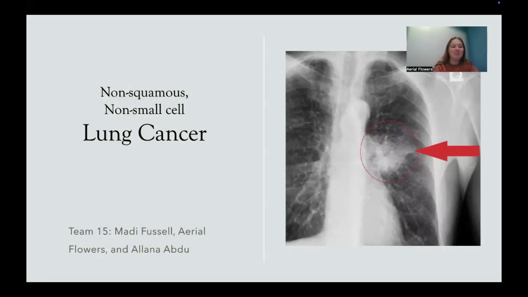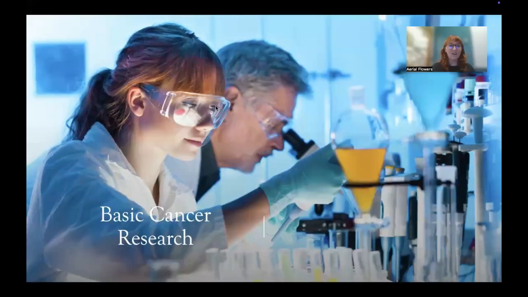Hi, and welcome to our presentation on non-squamous, non-small cell lung cancer. Our names are Maddie Fussell, Ariel Flowers, and Alana Abdu. We are team number 15 in our cancer biology class. So we're going to begin by talking about basic cancer research.